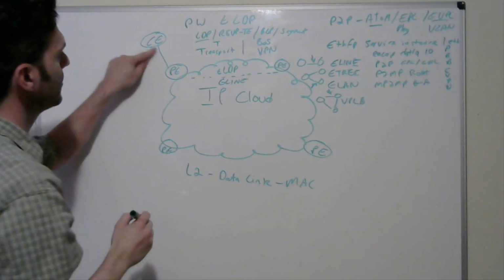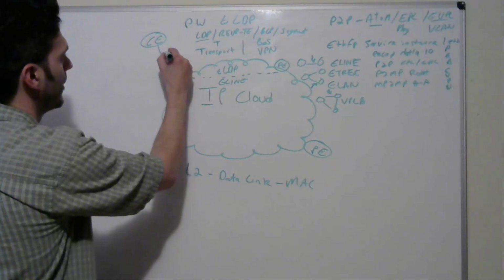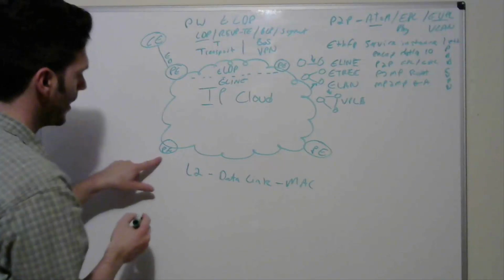And he's just sending VLAN 1, right? Maybe he doesn't really care. So this might be encap default. Down here we might have another CE.